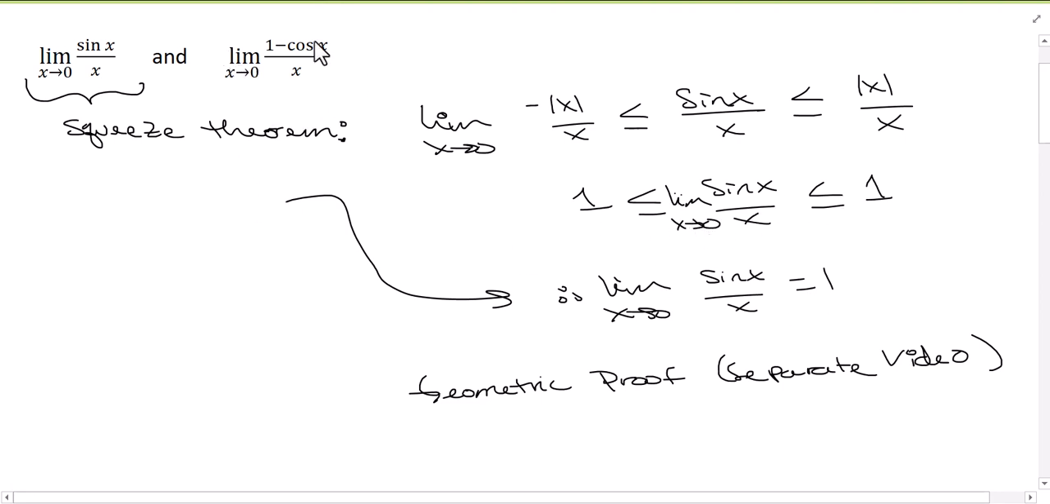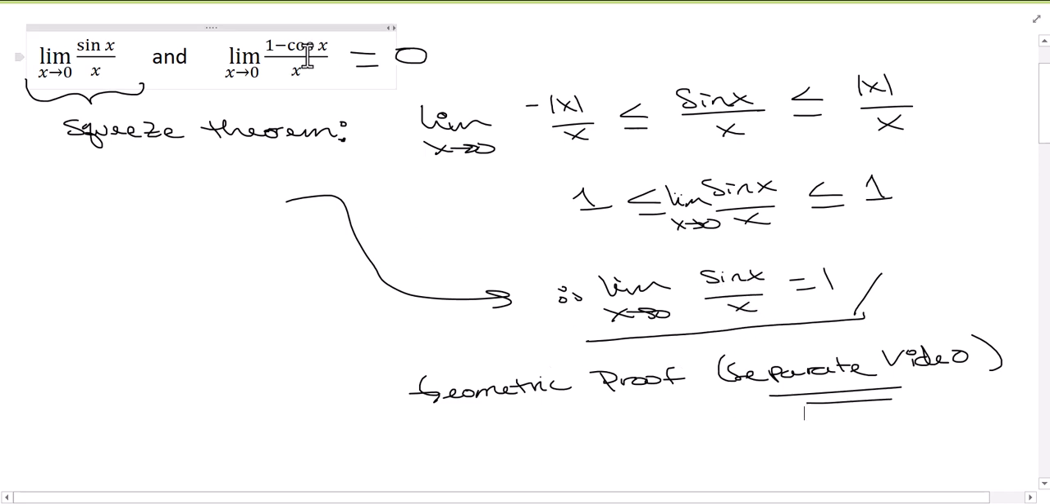Now for the second limit, the limit as x goes to 0 of 1 minus cosine x over x. This we can prove using a trig identity, now that we know the previous limit is 1. This limit, the limit as x goes to 0 of 1 minus cosine x over x, is equal to 0. And I'll include the proof of this one when I do the separate video for the geometric proof of sine x over x, so that you can see why this one is also equal to 0.